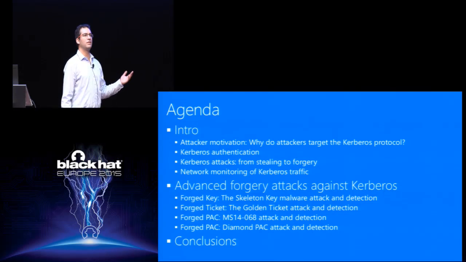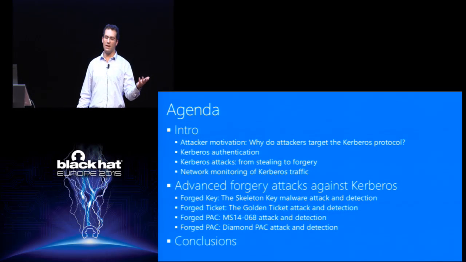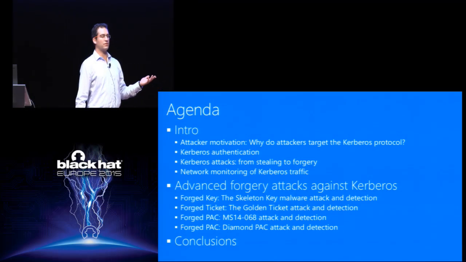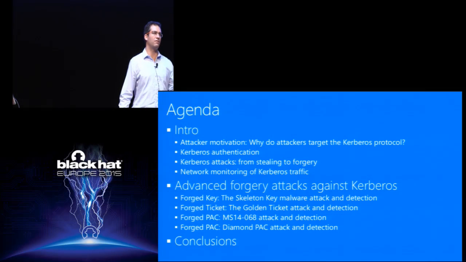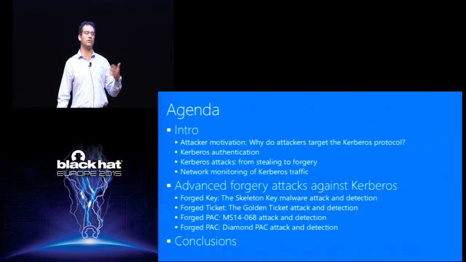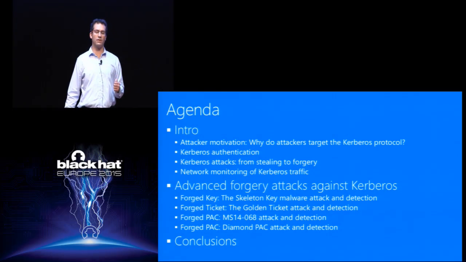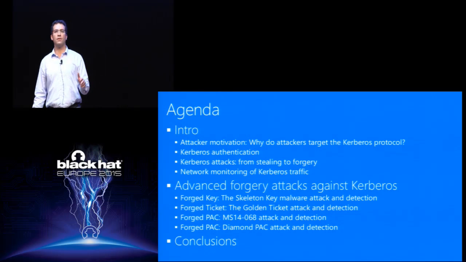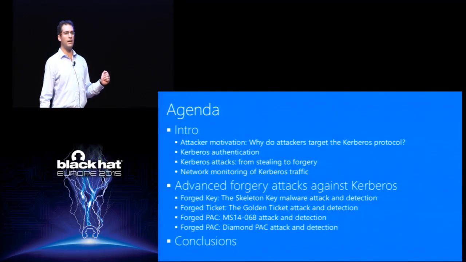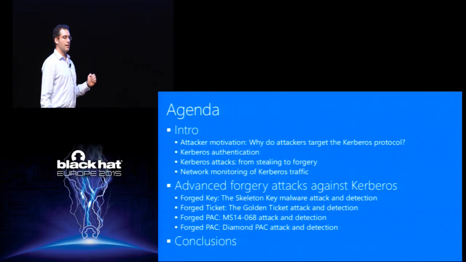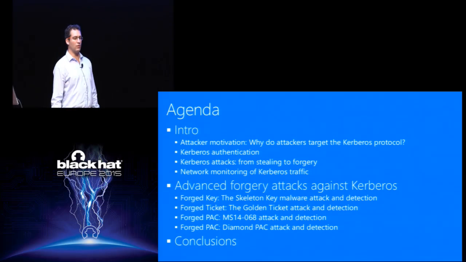We'll start with discussing the attacker motivation. Why does this problem of attacks against Kerberos even matter? We'll talk about the details of the Kerberos authentication and Kerberos protocol. And we will talk about the new attackers' paradigm of switching from stealing attacks to forgery attacks and what the attackers achieved by that. We'll talk a little bit about what it means to do network monitoring of the Kerberos protocol. And this is the introduction. Then we'll take a really deep dive into 4 different attacks. And finally, we will wrap it up with what we think are actionable recommendations and a new tool that we are releasing.